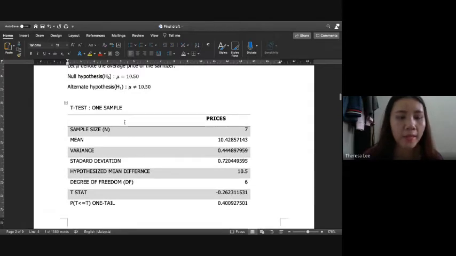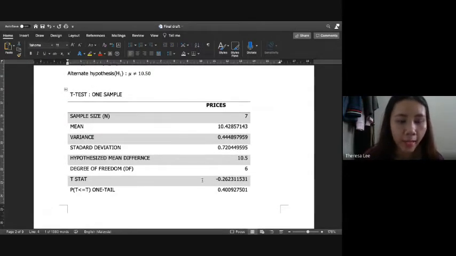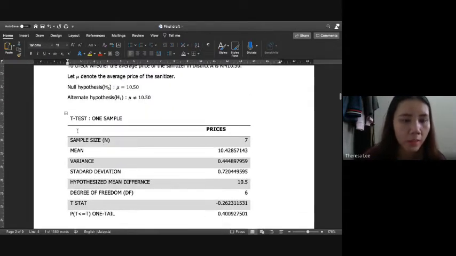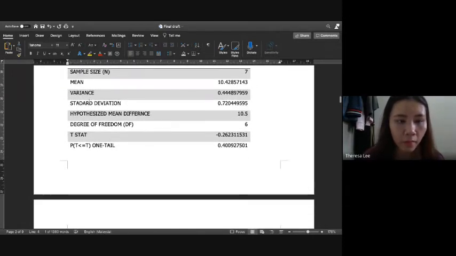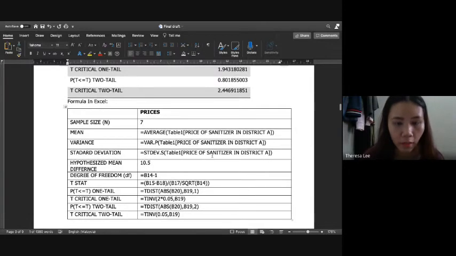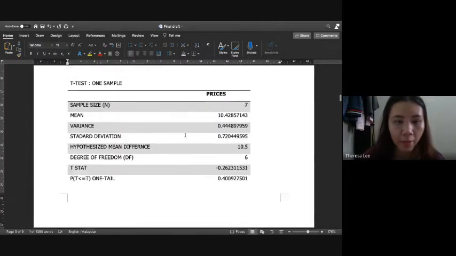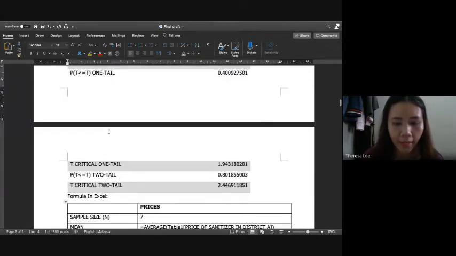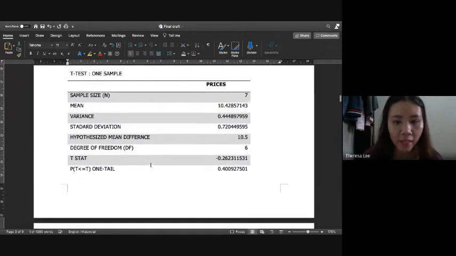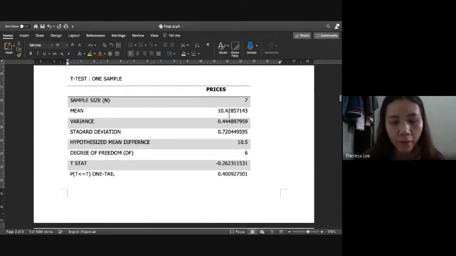And we can show the answer by doing a table in Excel. So, the t-test using Excel and output is as follows. First of all, we need to count the mean first. How do we count the mean? We can type equal average bracket, and we select all the data in this table, and then close the bracket, and we will get the answer of 10.42.